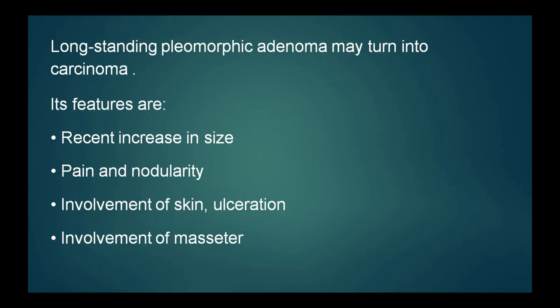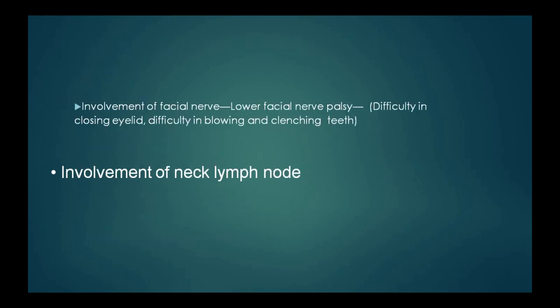And sometimes a long-standing pleomorphic adenoma may turn into carcinoma. So what are the clinical features suggesting malignancy in a long-standing pleomorphic adenoma? That is, a recent increase in the size of the gland, associated pain and nodularity over the gland, involvement of the skin or ulceration, involvement of the masseter muscle or otherwise fixity of the tumor, and involvement of the neck lymph nodes. Involvement of the facial nerve can be identified by lower facial nerve palsy, that is, difficulty in closing the eyelid, and difficulty in blowing and clenching the teeth.